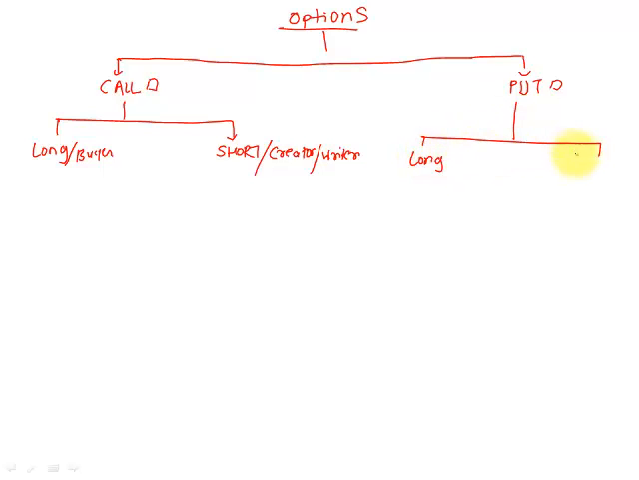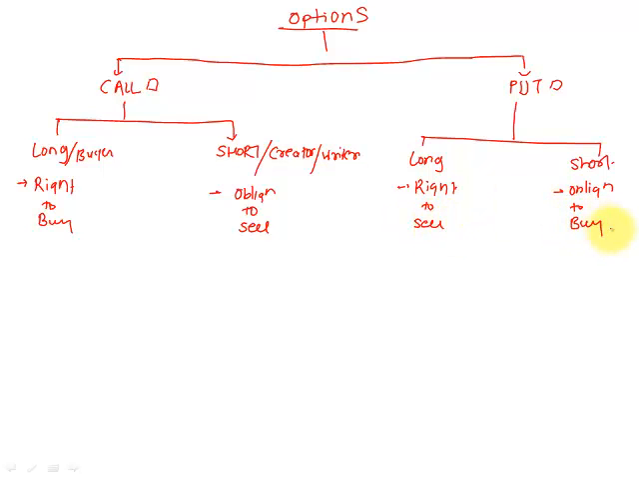So this is long, this is short again. We know that long parties will have right, and here also right. The short ones will have obligation, and here also they will have obligation. In case of call option, that right is to buy. In case of short call, if the other person has got the right to buy, I have an obligation to sell. If I am long put, I have a right to sell, and therefore the other side will have an obligation to buy.